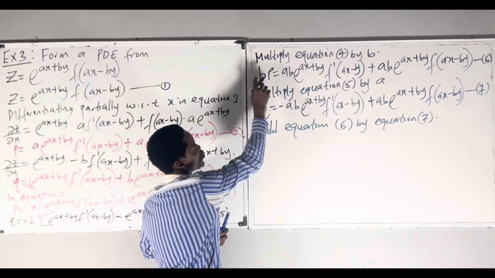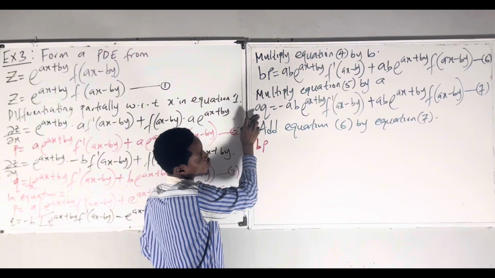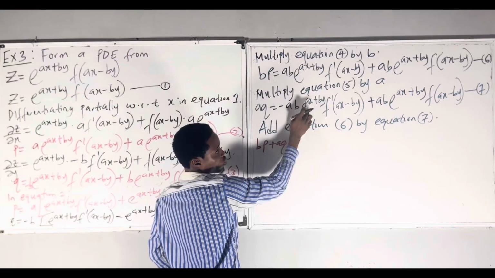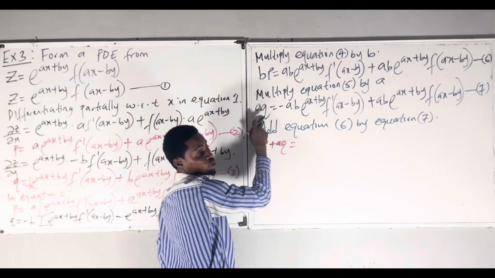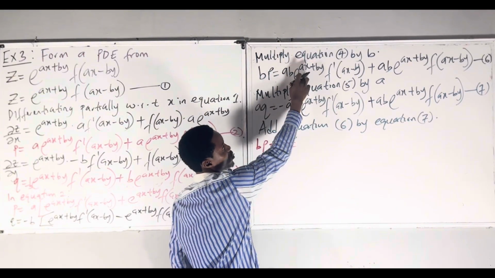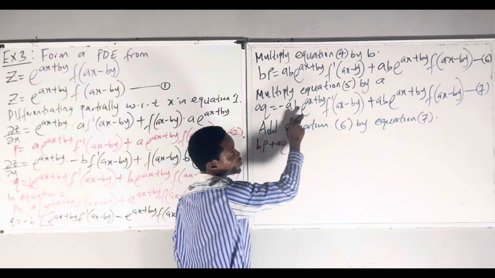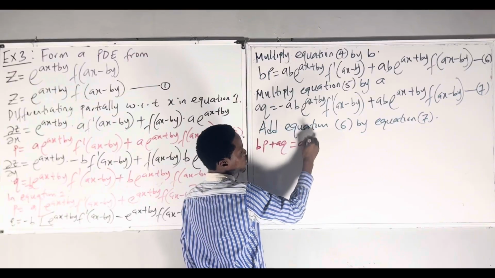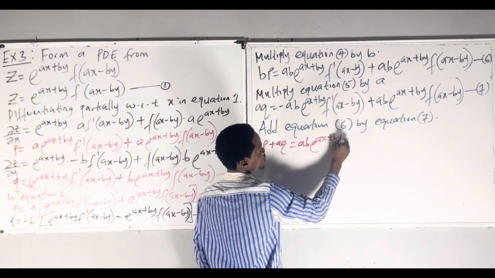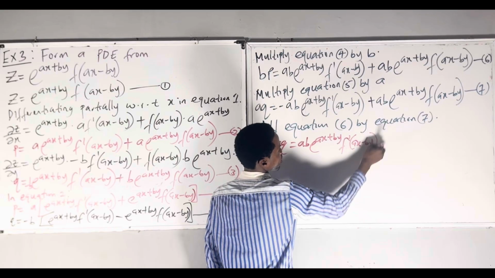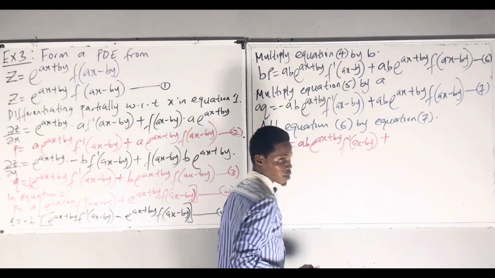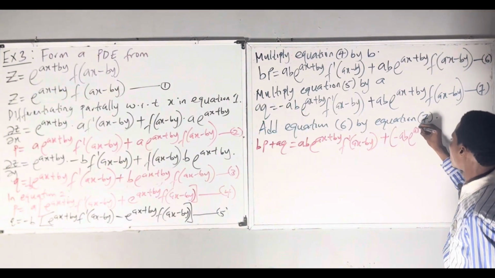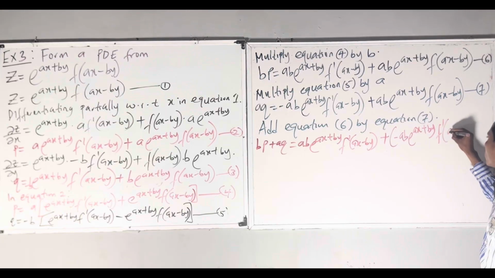So we add equation 6 to equation 7. What are we going to have? We have BP plus AQ, followed by this one. I'm taking the first term and adding it with the first term of equation 7. The second term, add it with the second term in equation 7, while the third term in equation 6, add it to the third term in equation 7. So the second term, AB exponential AX plus BY f prime AX minus BY. Then plus is addition. The sign for addition is plus. Then plus minus AB exponential AX plus BY f prime AX minus BY.